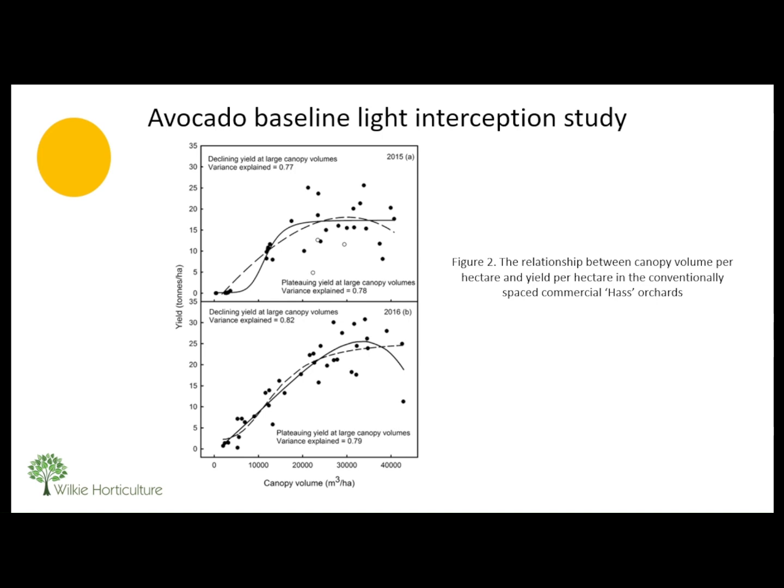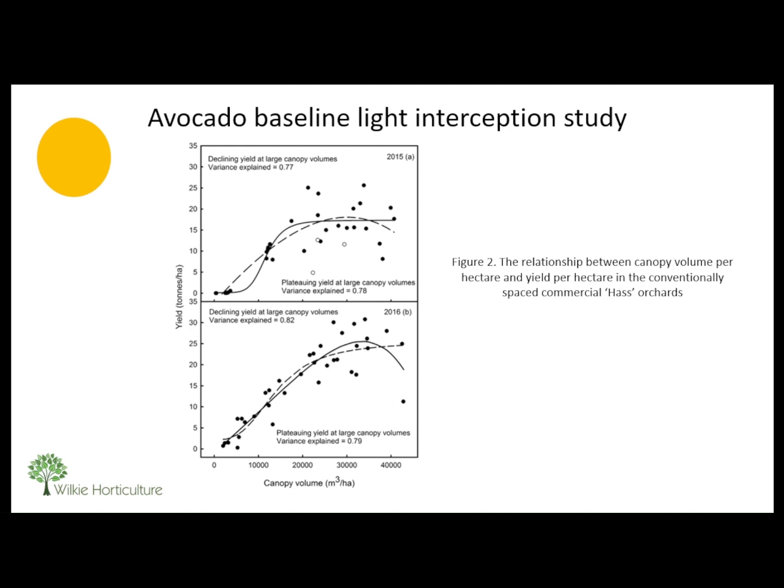Now we'll go to looking at the relationship between canopy volume per hectare and yield in tonnes per hectare. Again, large parts of this curve were not unexpected. We've got 2 years here, 2015 and 2016. What we had to do was fit 2 curves. Neither curve were we particularly happy that it was explaining the relationship better.